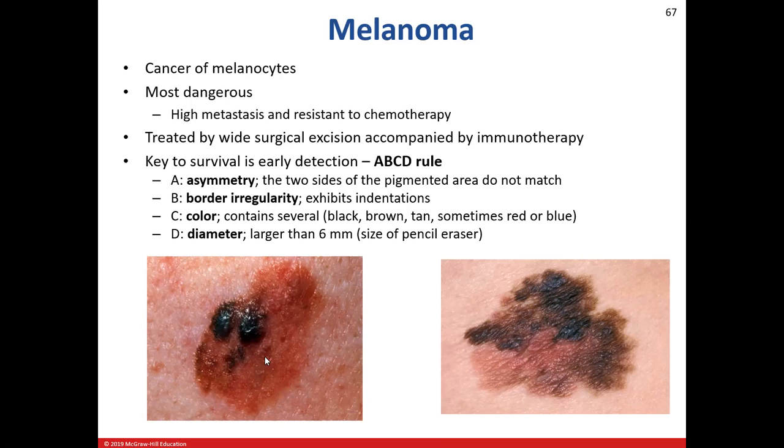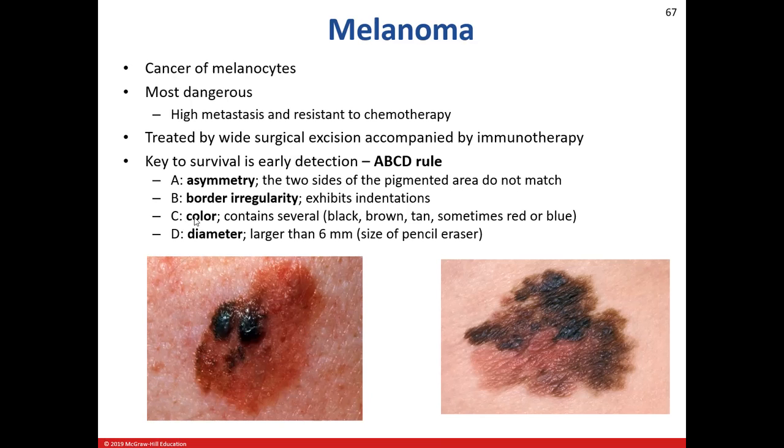And so if you compare sides here to here, you'll notice that those two sides do not match on the asymmetry component. We also will have border irregularity. And so here we see indentations throughout this tissue. Same thing over here, indentations of this particular melanoma.